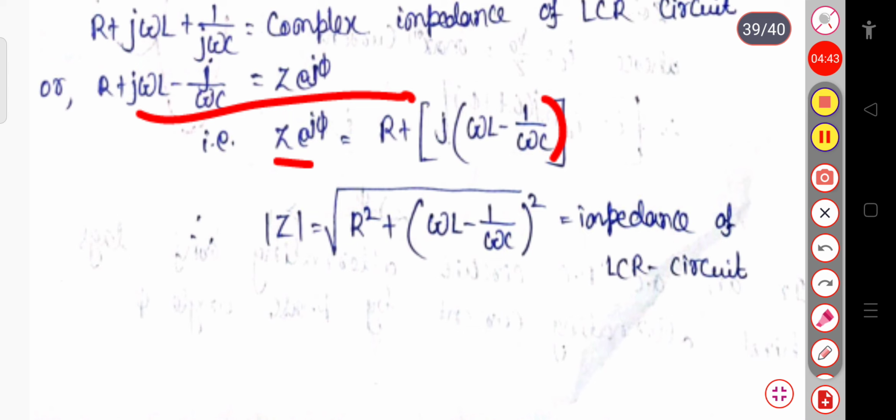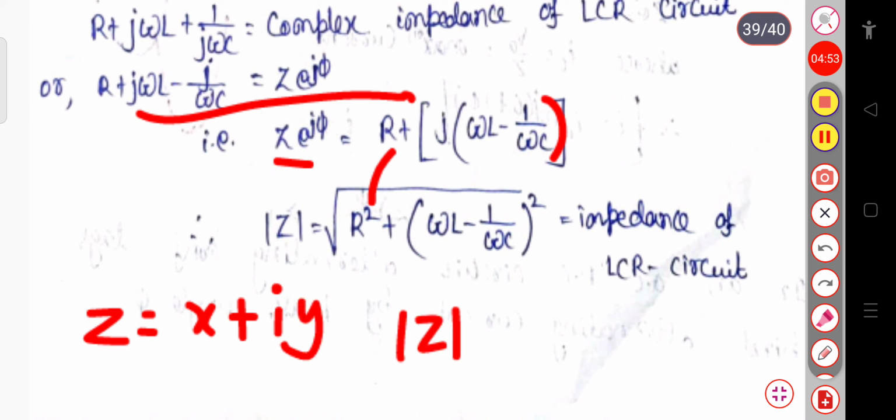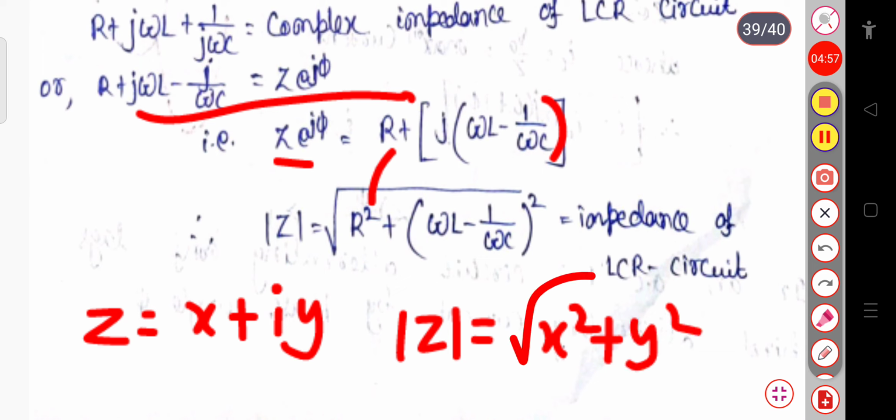So the magnitude of this Z will be equal to the square root of... Suppose Z is in the form of x plus iota y, then the modulus of Z will be equal to the square root of x square plus y square. This is the real part and this one is the imaginary part. Since j is present, j is the square root of minus 1, so here i equals j. So let me write it as j.